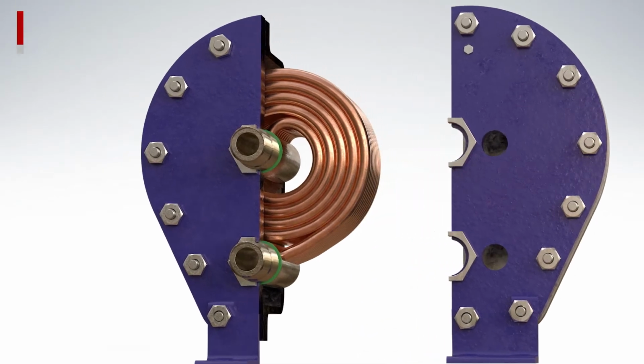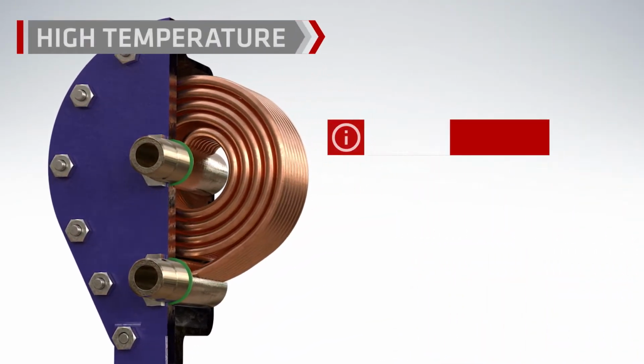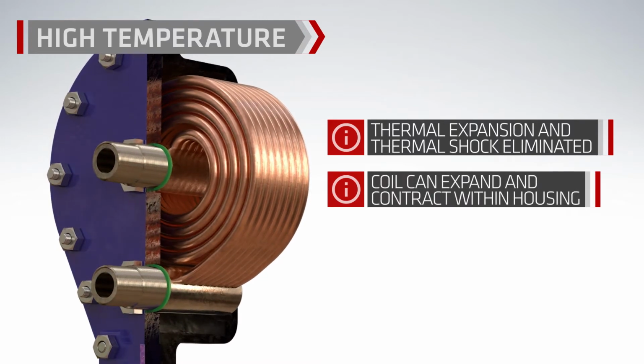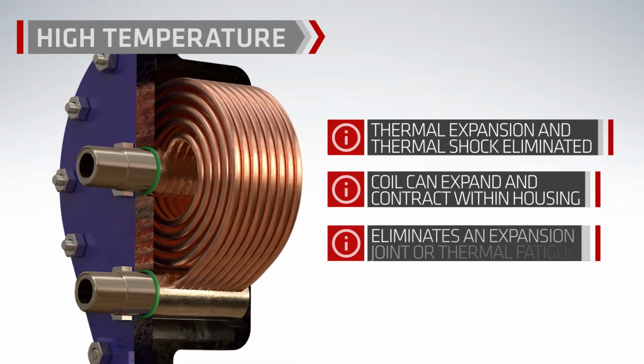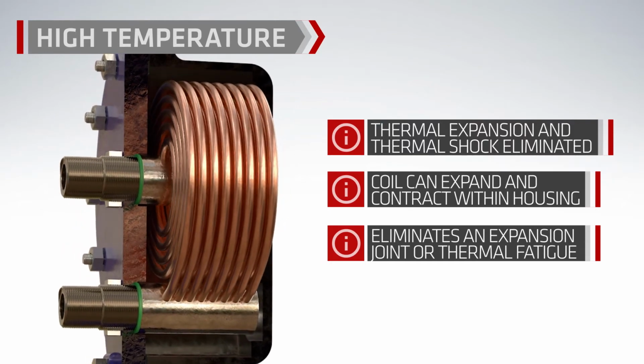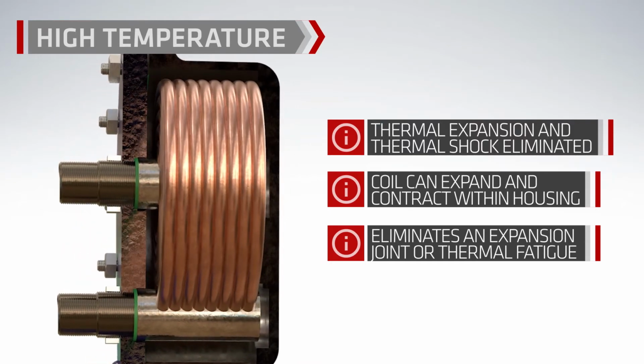The unique spring-like coil eliminates the concerns of thermal expansion and thermal shock. The coil can expand and contract within the housing and eliminate the need for an expansion joint or thermal fatigue that you would normally find in a traditional shell and tube heat exchanger.